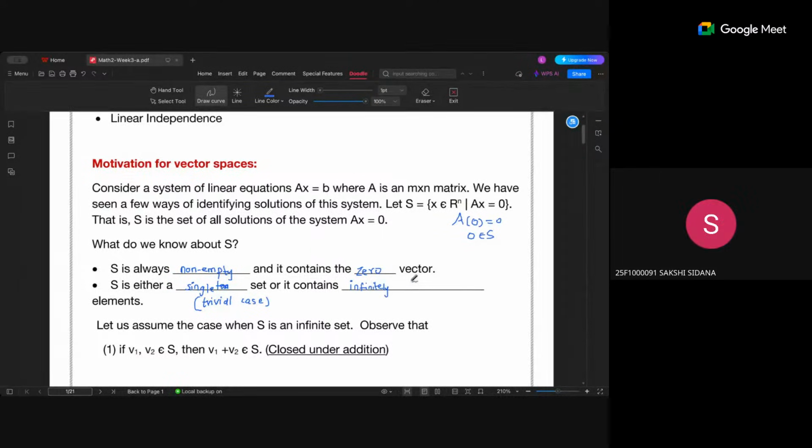Yeah, so S, you see that either it is a singleton set, in the sense that S is just the singleton 0, or S contains infinitely many elements, right? So these are the only possible cases for the set S. Okay, fine.